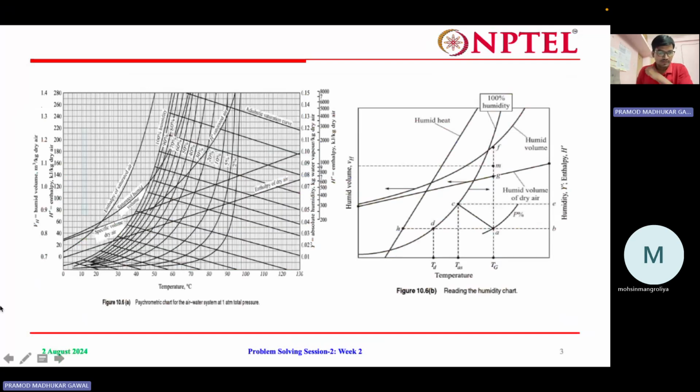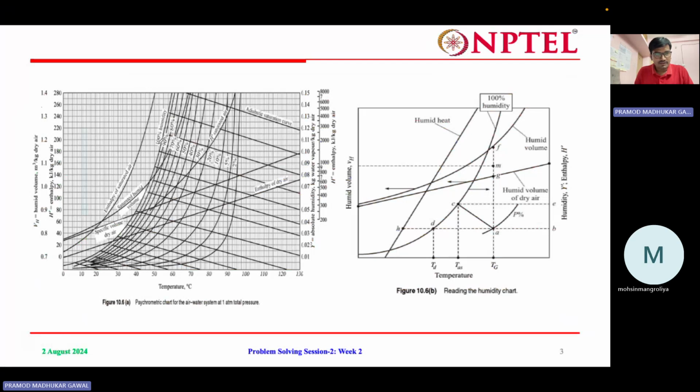First is an image showing the psychrometric chart for the air and water system at 1 atm total pressure. This is a graph of temperature versus different quantities like enthalpy, humidity, and volume. Here on the right side is the absolute humidity. Based on these graphs, we can calculate the adiabatic saturation temperature, wet bulb temperature, dew point temperature, and also the enthalpy at saturation conditions.